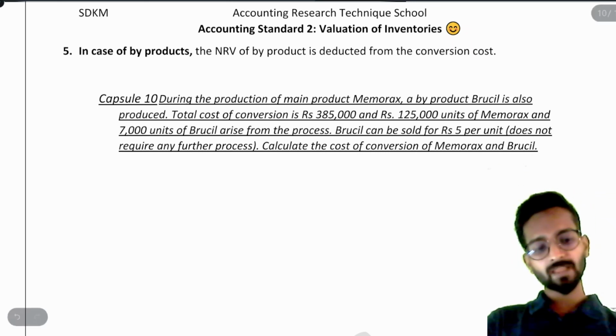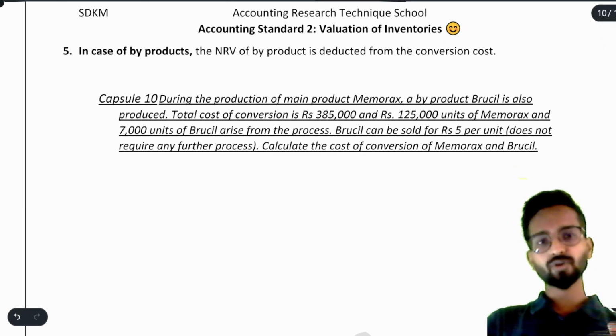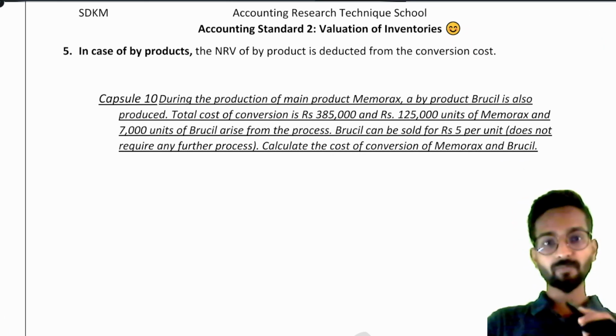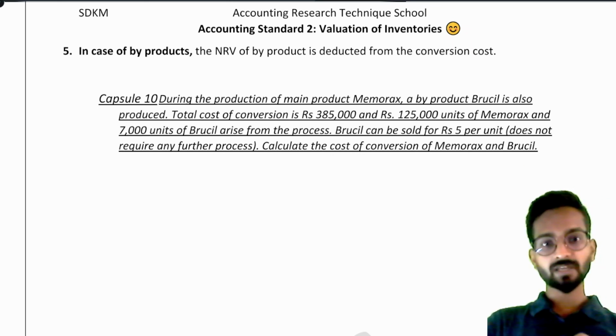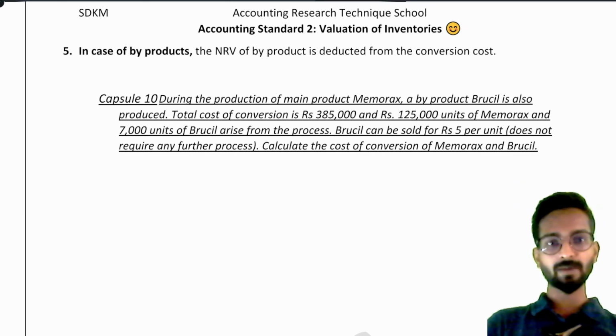Like that, if you are in the process of producing sugar, then you will have a byproduct called molasses. Like that also, if you are producing, suppose, oil, then you will have some gas or some chemical fertilizer as your byproduct.